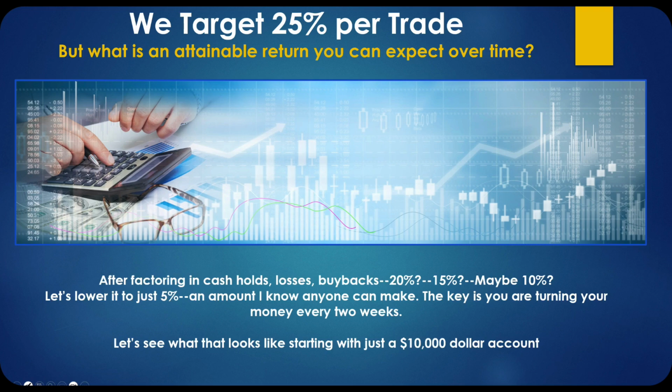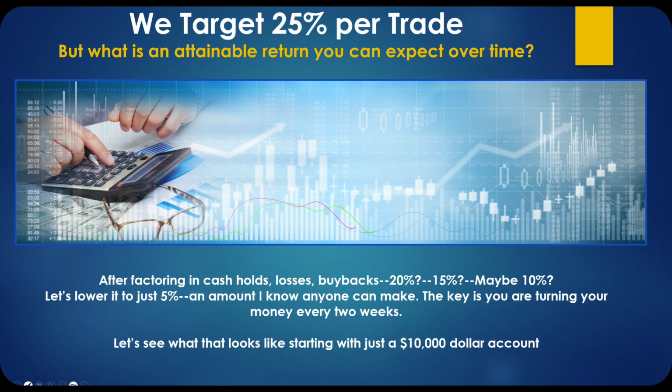We're shooting for 25%. Let's factor in some losses. Let's factor in some things that don't go right, other amounts of money we have to set back. Let's say all we can do is get 5% on our entire account. So that's an amount I know anyone can make. And the key is you're turning your money. It's really every 10 days or so, but let's call it every 2 weeks to make it even more realistic.